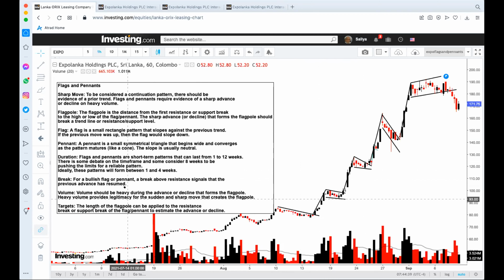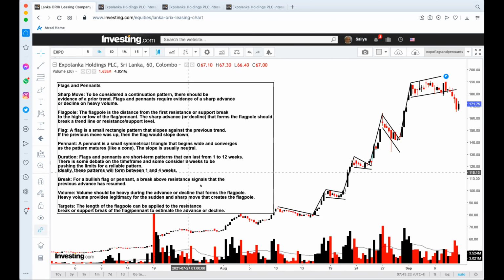At the same time, the volume, especially for the pole, has to be very large in size. And obviously we know how Expo Lanka was trading, with very large volume. So it was not a very hard thing to figure out the flags and the pennants in this counter, right? You can see that all these are very aggressive moves. Here also you can see the same scenario, and also here, right? So when there is an aggressive breakout with large volumes, that is creating the pole.